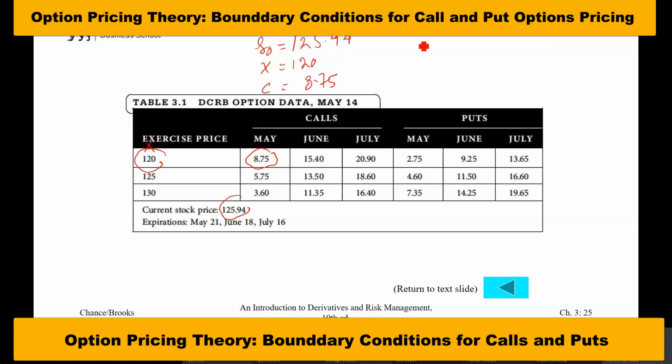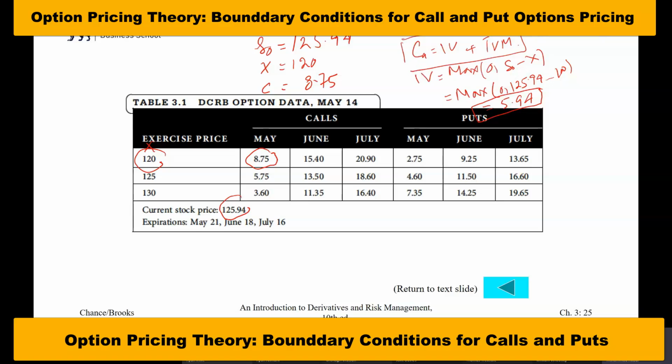And the call price is how much? 8.75. And I told you that the price of an American call will be equal to the intrinsic value plus the time value of money. Now, if we look at the intrinsic value here, the intrinsic value will be the maximum of 0 or S naught minus X. So the intrinsic value here is the maximum of 0, S naught is 125.94 and X is 100. So the intrinsic value is how much? 5.94.